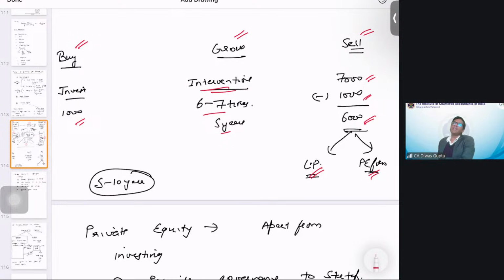So venture capitalists, students, operate in such a way that they will invest their equity privately. They will not only invest the amount and sit silently, they will do all the interventions through which they can grow the investments. Ideally 6 to 7 times in a span of 5 to 10 years, through decision making, through getting into the operations, through sitting on their board. These are all the conditions of private equity, and then they will sell to realize the benefits of their investments.